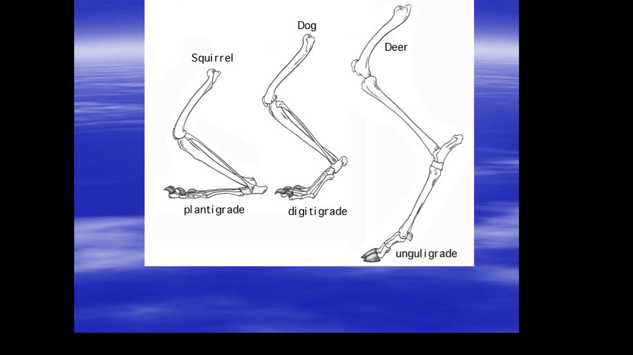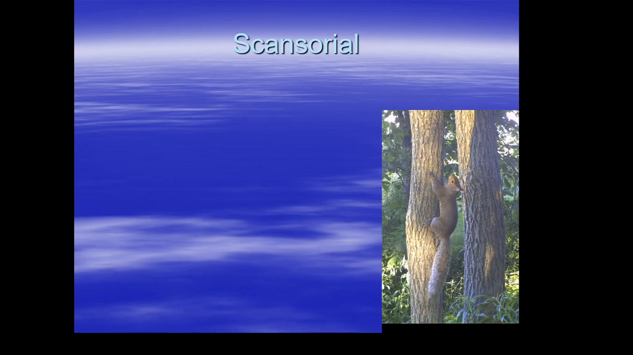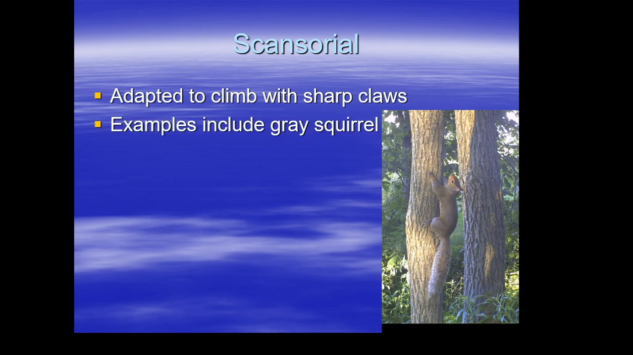You know, there's other ways that animals get around, mammals, I should say, and I'd like to go through some of those vocabulary words with you right now so that I am free to use them in future PowerPoints. So I've got scansorial written down there. A scansorial animal is adapted to climb with sharp claws. I've got a picture of a gray squirrel here as a good example of that. Gray squirrels, porcupines, black bears, all are great climbers with sharp claws.